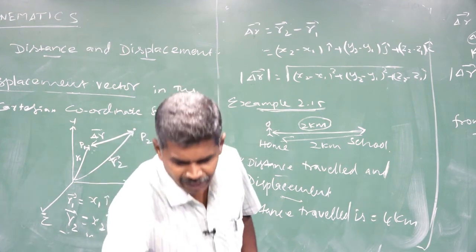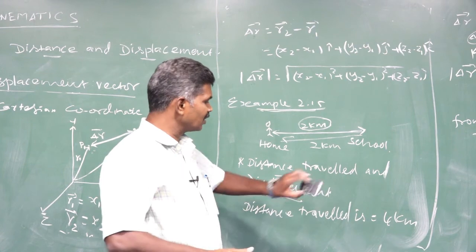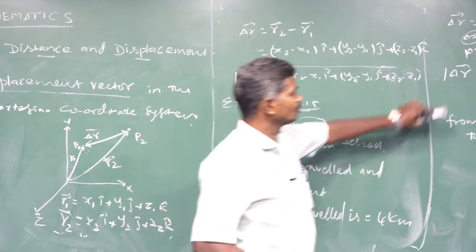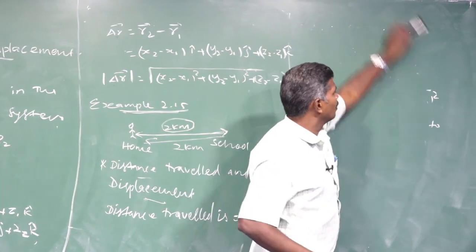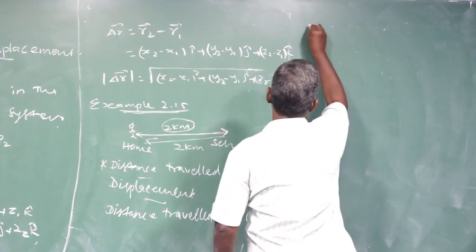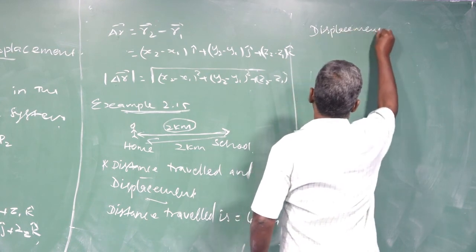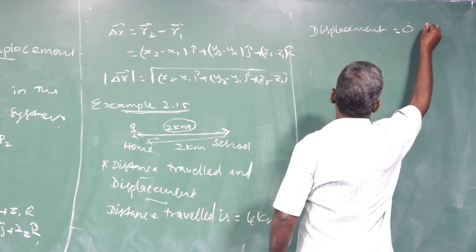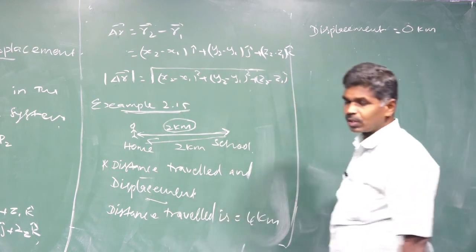If the initial and final positions are the same, the shortest distance value is 0. So that's why our displacement value is equal to 0 kilometer. But the distance traveled is 4 kilometers.